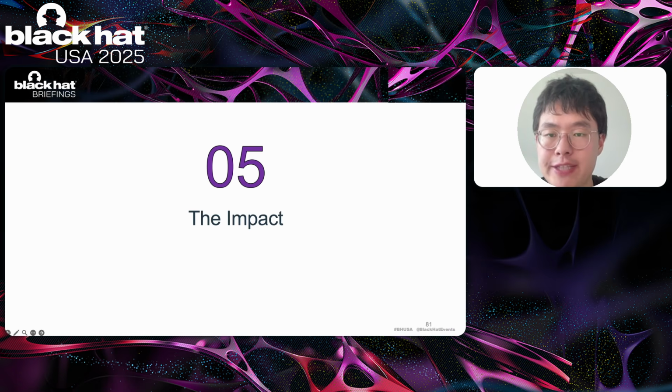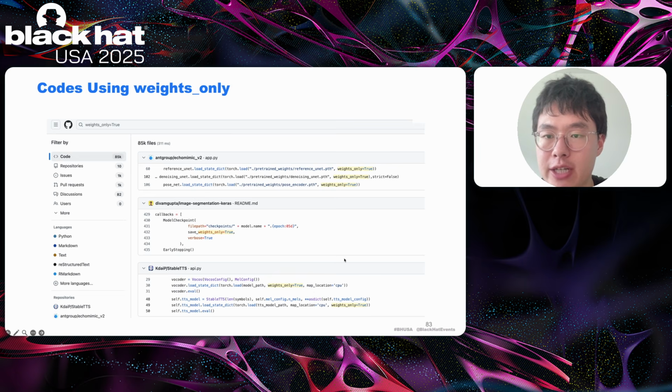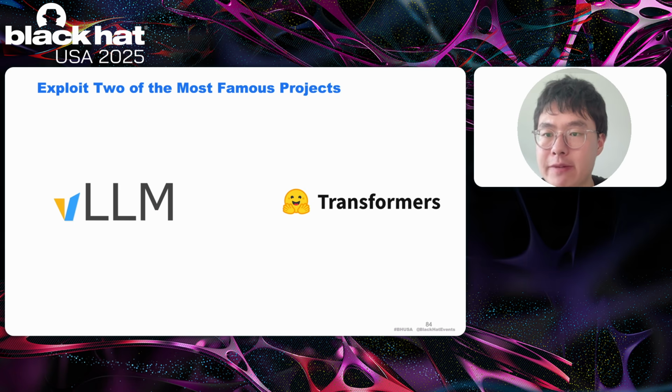So next, what is the impact of this vulnerability? The entire AI ecosystem is just like this house, and PyTorch is a fundamental component. If there is an issue with PyTorch, it's just like removing one of the bottom-level components, and the security of the entire structure is compromised. We did a simple search on GitHub for projects using weights_only=True, and you can see that a lot of projects use it this way. Here we select two well-known projects as examples to illustrate the impact of the vulnerability: one is vLLM and the other is Transformers.